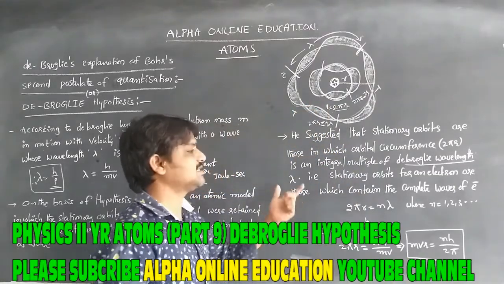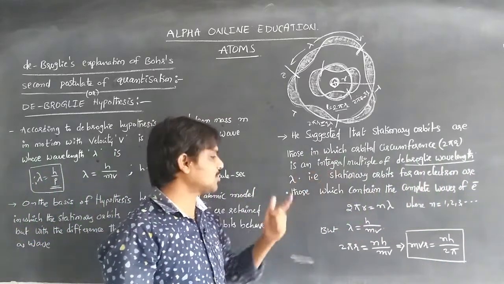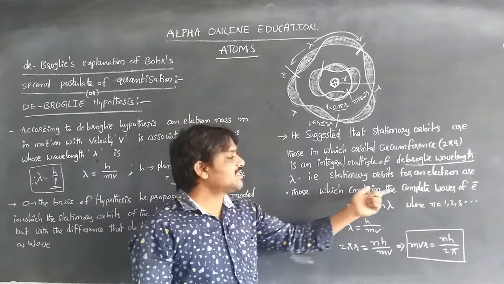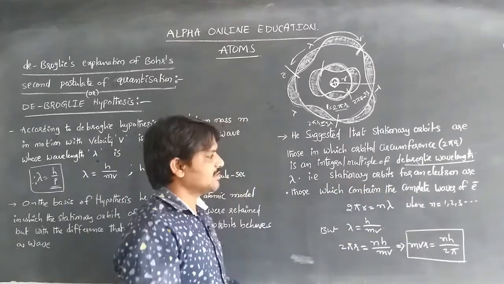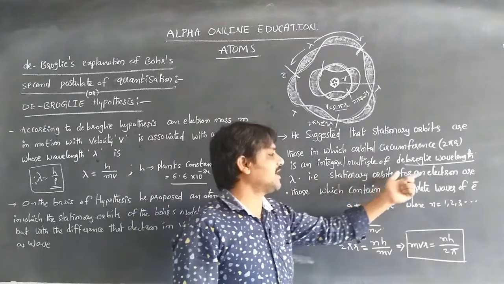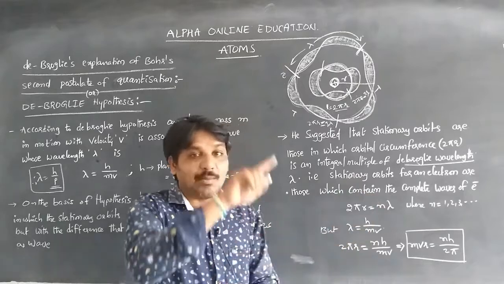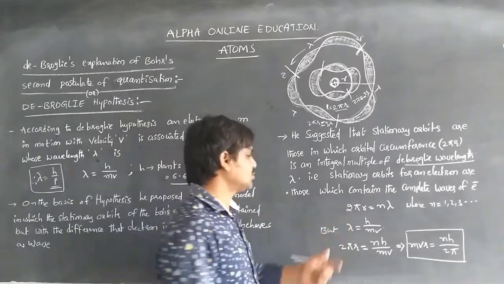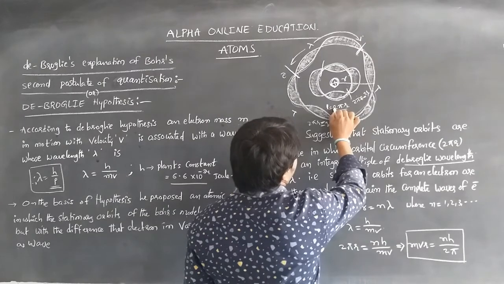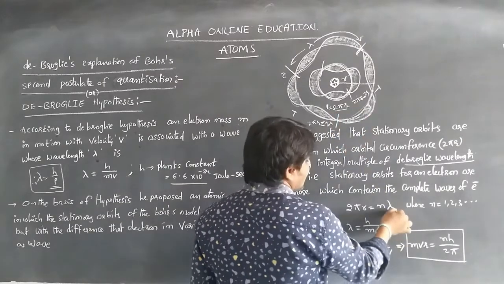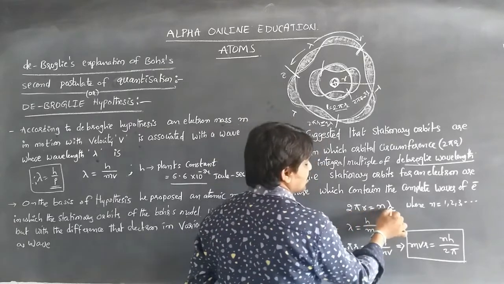So that's why we can say that the stationary orbits for an electron are those which contain the complete waves of electron. Wherever it completes one wave, the stationary orbits for an electron are those which contain the complete waves of electron. So from that we can write that the circumference is equal to an integral multiple of the de Broglie wavelength, that is n lambda. So 2 pi r is equal to n lambda.